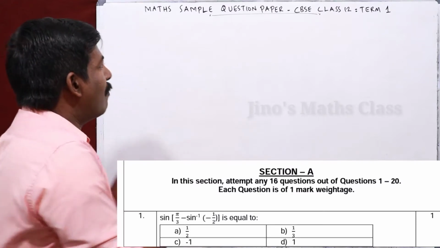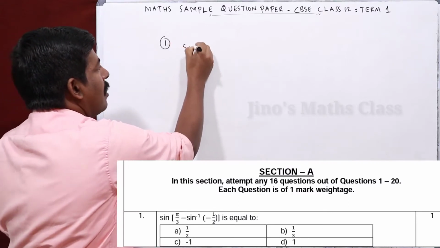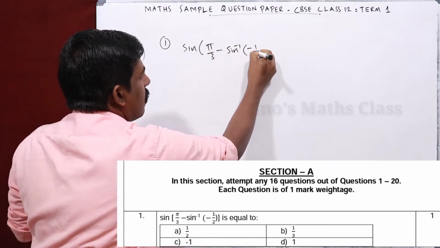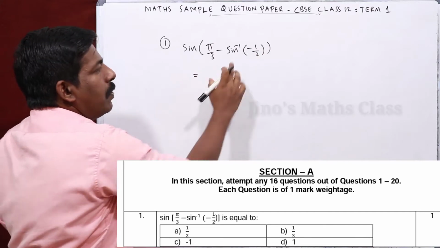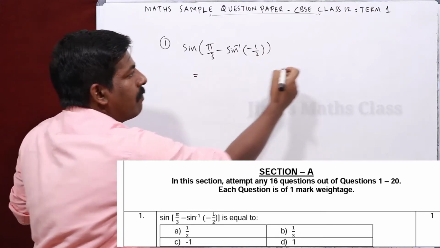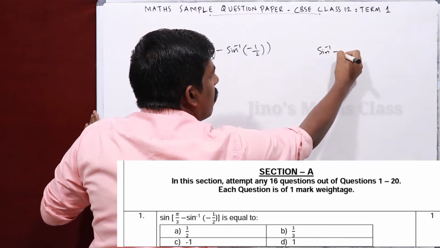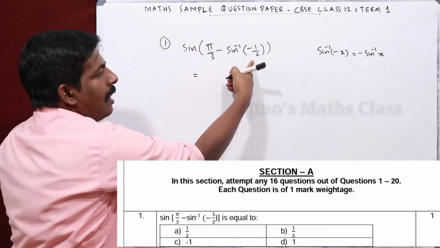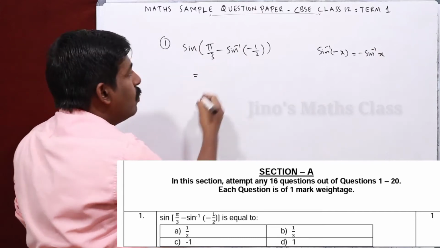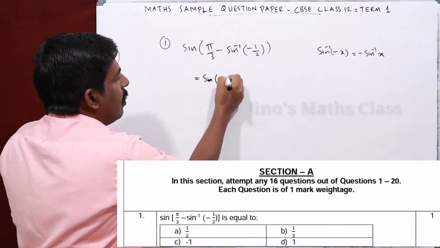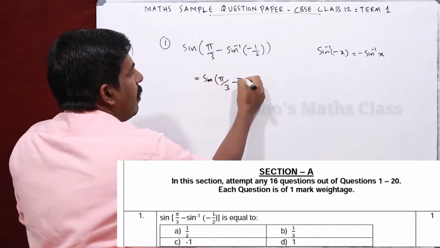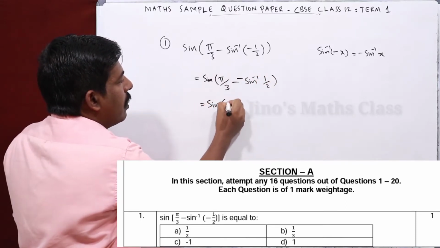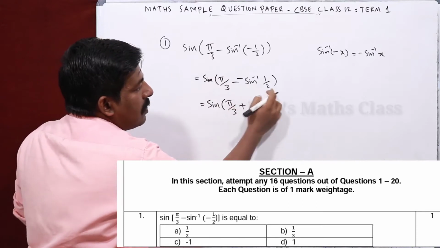Here we have to find the value of sin(pi by 3 minus sin inverse of minus 1 by 2). We know about the sin inverse of minus x. We already studied that sin inverse of minus x is equal to minus of sin inverse x. So we can apply that here. Instead of x, here we have 1 by 2. So this becomes sin of pi by 3 minus, then minus of sin inverse 1 by 2. So we can simplify, we will get sin of pi by 3 plus sin inverse 1 by 2.